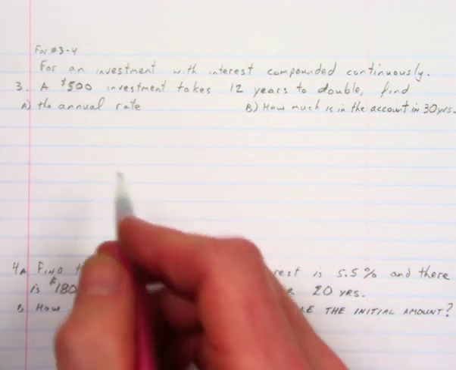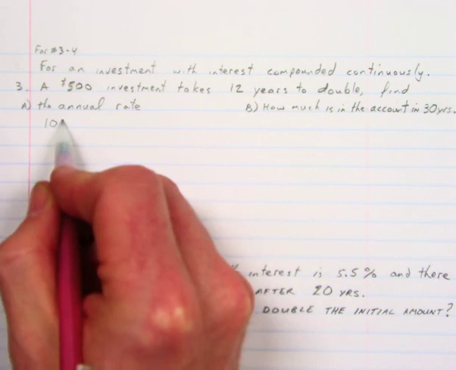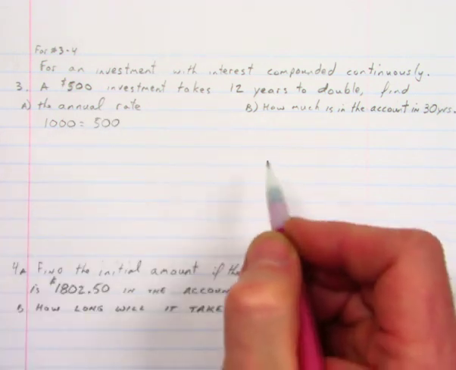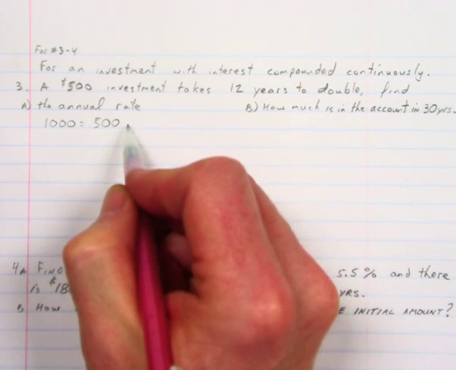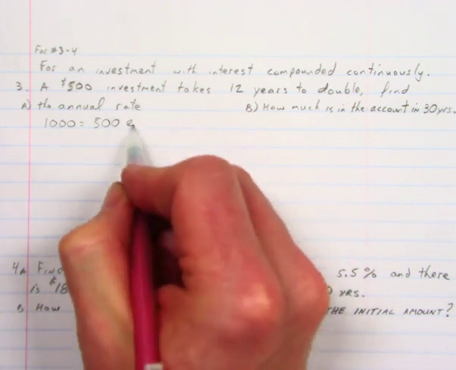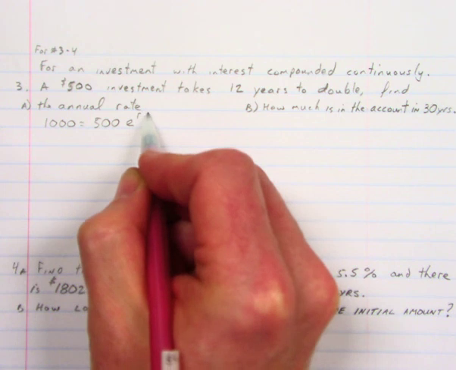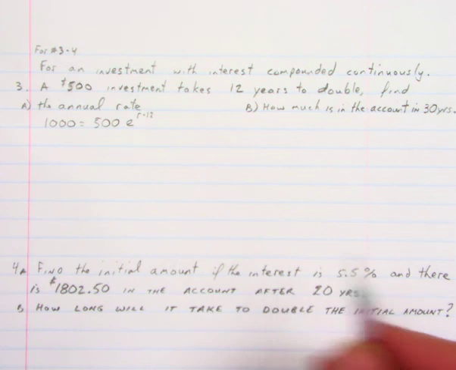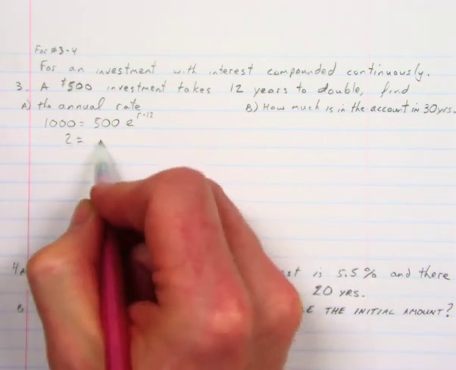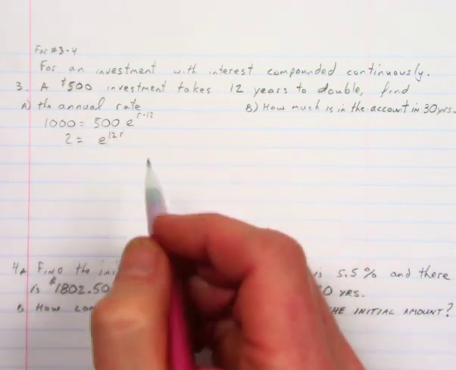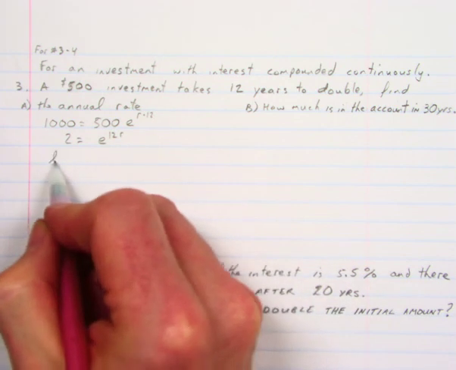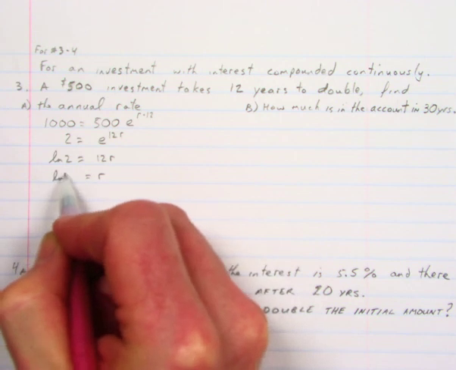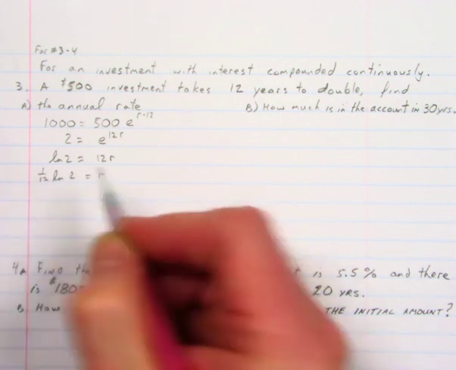Well, what would that be? It's doubling, so we would have 1,000. Our initial amount is 500 times e to the r times 12. So we just need to solve that. We get 2 equals e to the 12r. Take the ln of both sides. ln of 2 equals 12r, so r equals 1/12 of ln of 2.